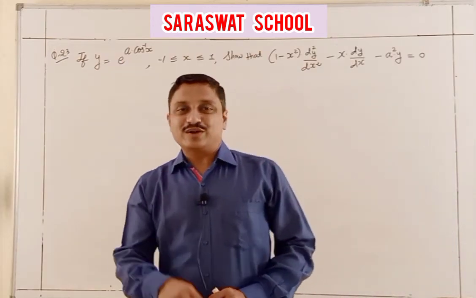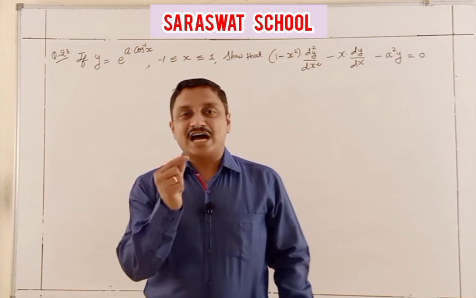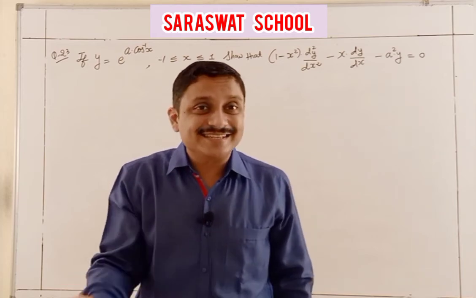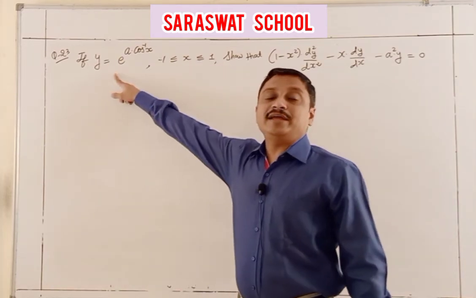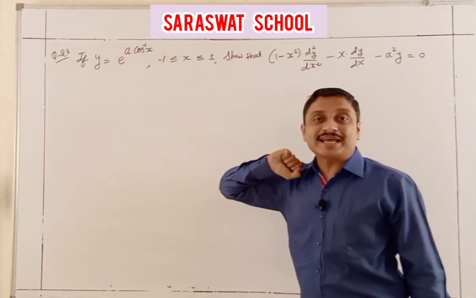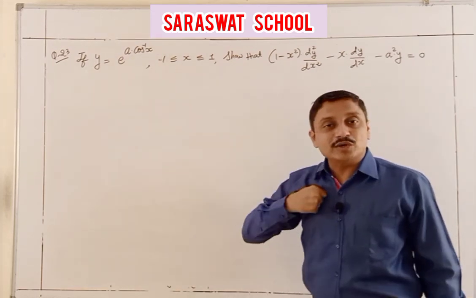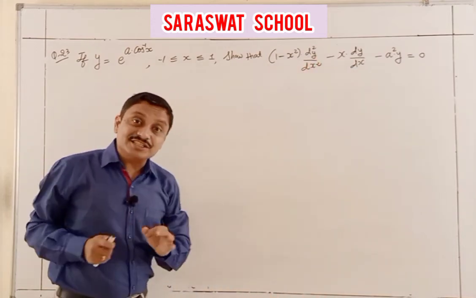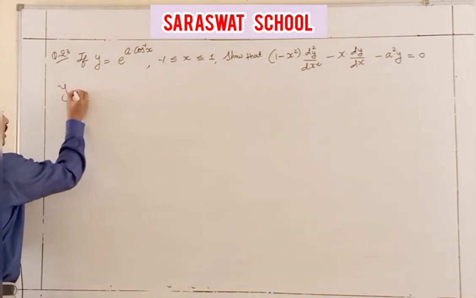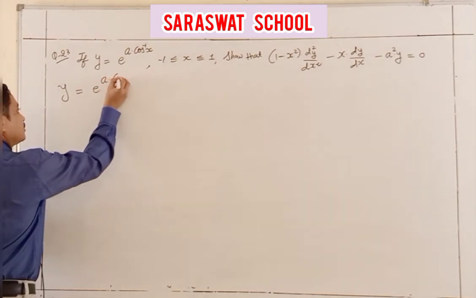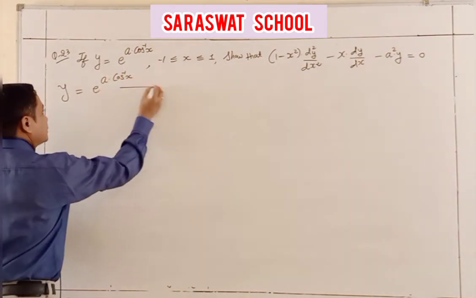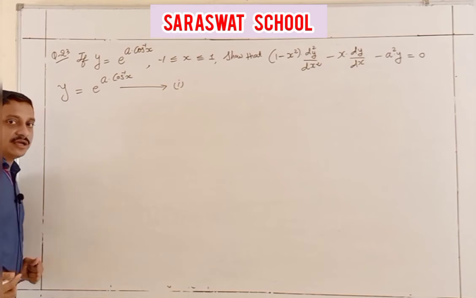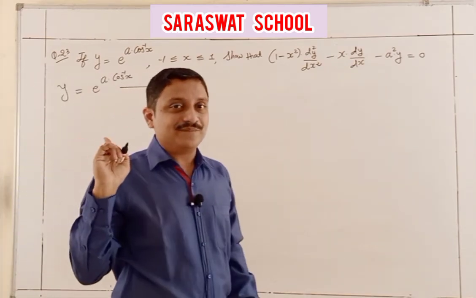Yes, now students, one more interesting question, and it's the last question for this exercise. Given that y equals e raised to a cos inverse x, in the condition minus 1 to 1, prove the first order, second order relation. So students, first of all, y equals e raised to a cos inverse x. I just take this as statement 1.